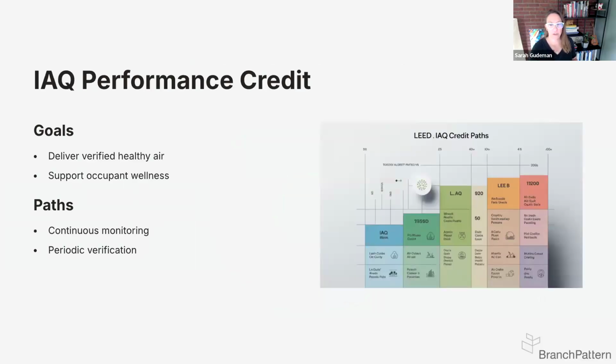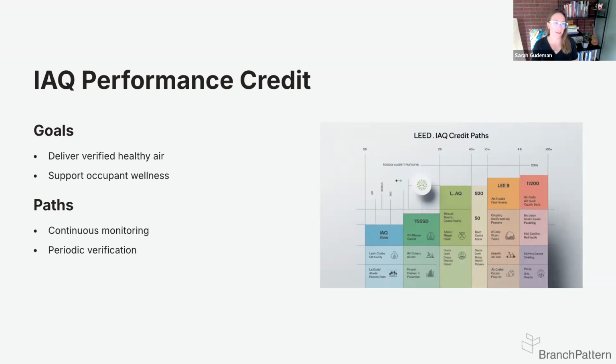So the IAQ performance credits in BD&C really ensure that buildings deliver verified, healthy indoor air quality. That's what we were trying to get to. So how do we set projects up for success, operational success in terms of air quality? There are multiple paths enabling customization based on the goals and the resources available for that specific project. And there are different point allocations available for more rigorous performance levels.